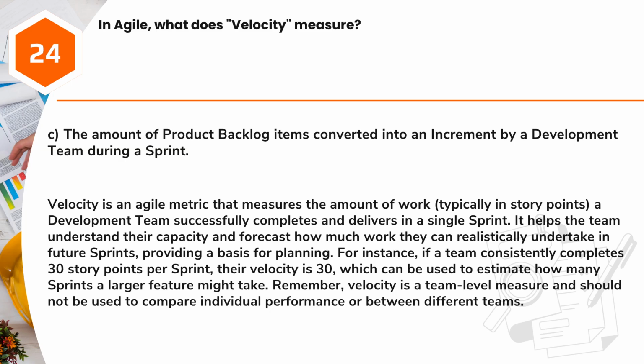It helps the team understand their capacity and forecast how much work they can realistically undertake in future sprints, providing a basis for planning. For instance, if a team consistently completes 30 story points per sprint, their velocity is 30, which can be used to estimate how many sprints a larger feature might take. Remember, velocity is a team-level measure and should not be used to compare individual performance or between different teams.